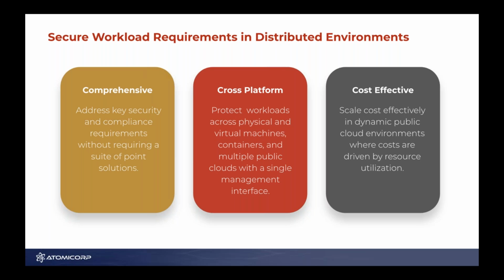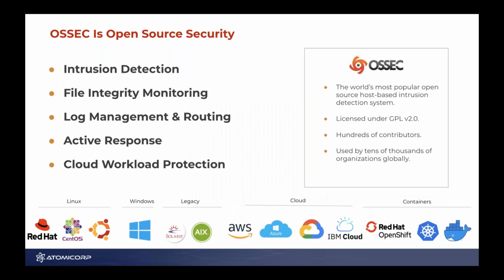So let's go on to slide number 8 and talk a little bit more about AtomiCorp and some of the projects that we're involved with and how we're using them to solve a lot of these problems. So again, my name is Scott Shen, and I am the CTO for AtomiCorp. I am also the community leader for the open source project called OSSEC. OSSEC has been around since about 2005. I am the 4th community manager to take over. I took over in about 2015.